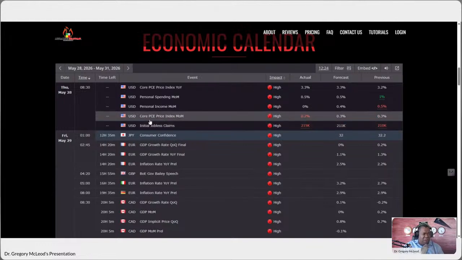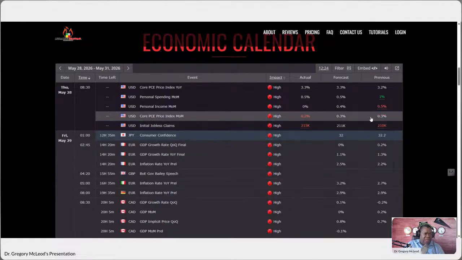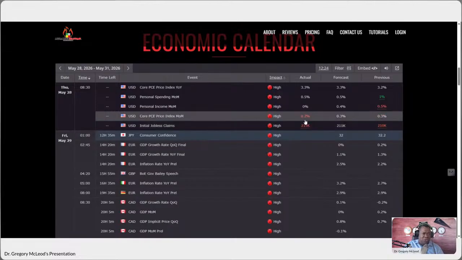So then you got core PCE. And this is our inflation index, the preferred inflation number that the Fed looks at. And they see that inflation actually has fallen from 0.3% to 0.2%. Well, there's no need to hike rates, because the index month on month has actually lowered to their 0.2% target, right?